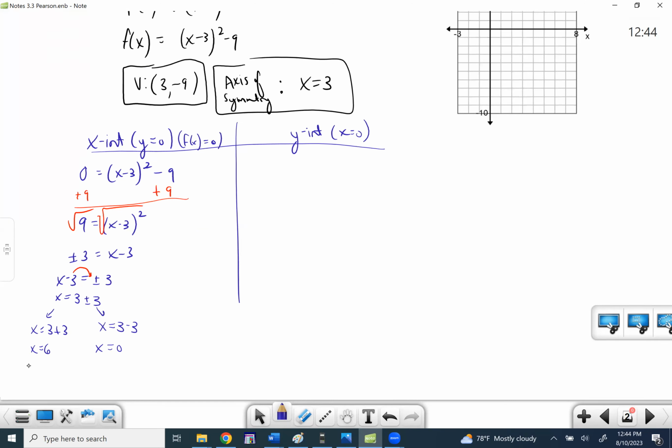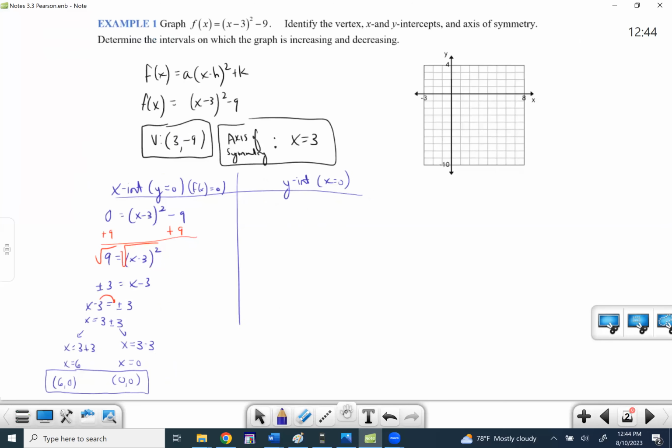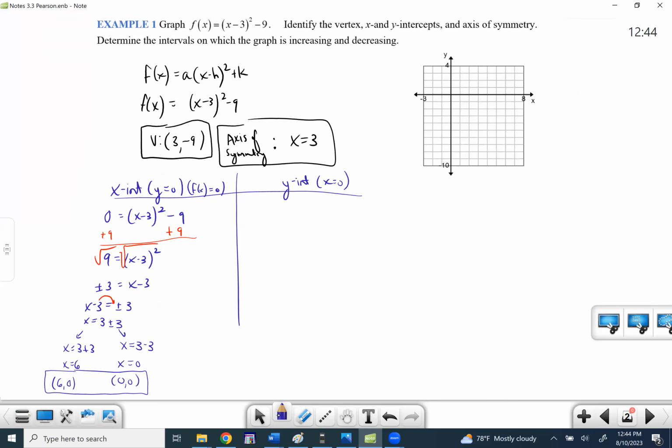Now, they won't accept this if you're on an online platform for your homework. You have to write it as an ordered pair. Remember, we did let y be 0, so these are going to be our x-intercepts. We're going to have 2 of them, right? So I'm going to go ahead and graph those in the graph right now. So (0, 0) and (6, 0).